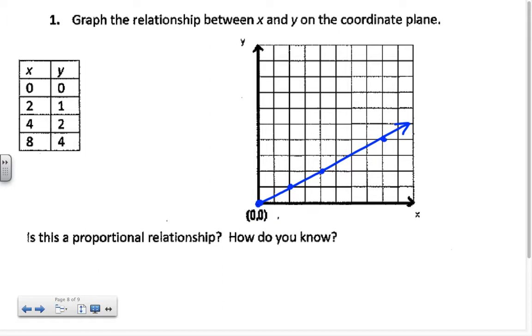Is this graph proportional? Yes. How can you prove that to me? What did we do in the last sheet that you could use in this sheet to help you determine that?